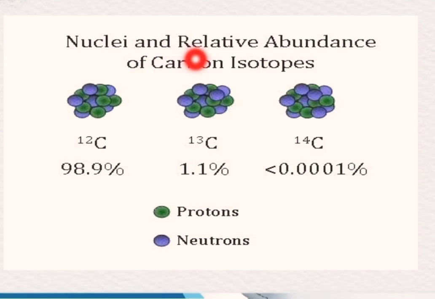Nuclei and relative abundance of carbon isotopes. In nature, carbon 12 is present 98.9%, carbon 13 is present 1.1%, and carbon 14 is very rare and it is present in nature 0.0001%.